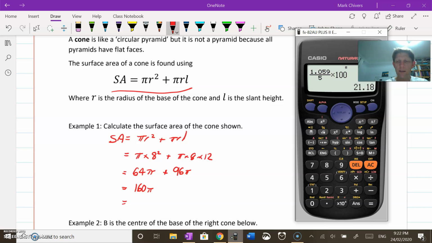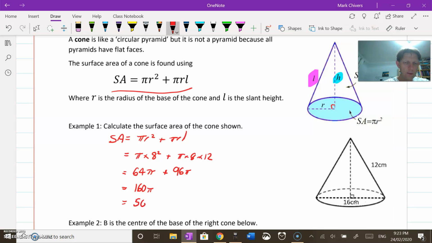Now, I could have put that all into my calculator early, but as I was saying the other day, we need to start getting comfortable with the idea that sometimes we want to give our answer in exact form. So 160 pi is the answer, and because it's surface area, I've got to give it in units squared. 160 pi is an exact answer. Once I put this in the calculator and press equals, what I'm left with is an approximation, a fairly accurate approximation, but still an approximation. So I'm going to say 502.7 centimetres squared to one decimal place.